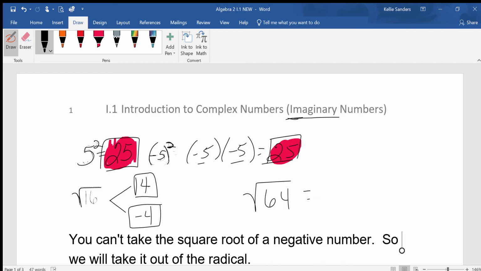So on this one, whenever it's asking the square root of 64, what do you multiply by itself to be able to get 64? 8. But you can also multiply negative 8 by negative 8 and still get a positive 64. Alright? Okay.